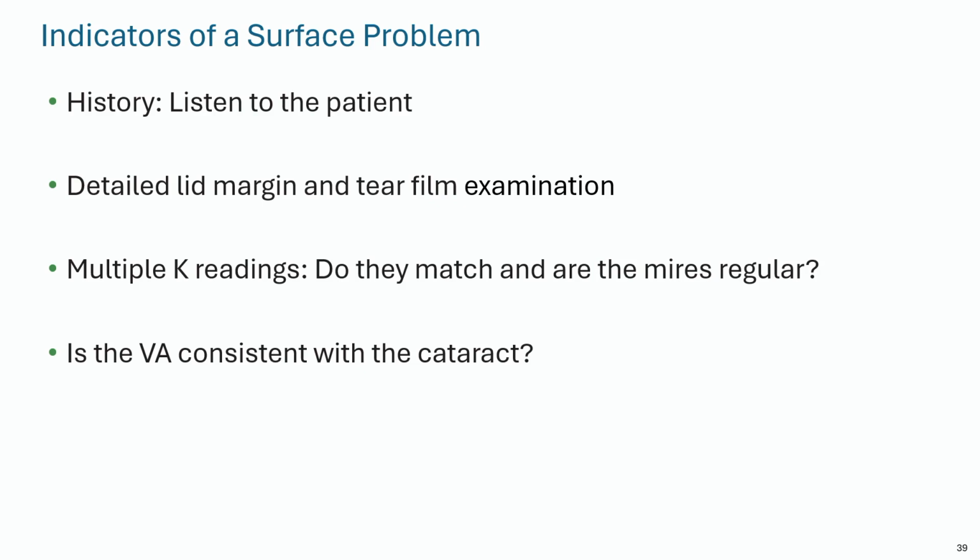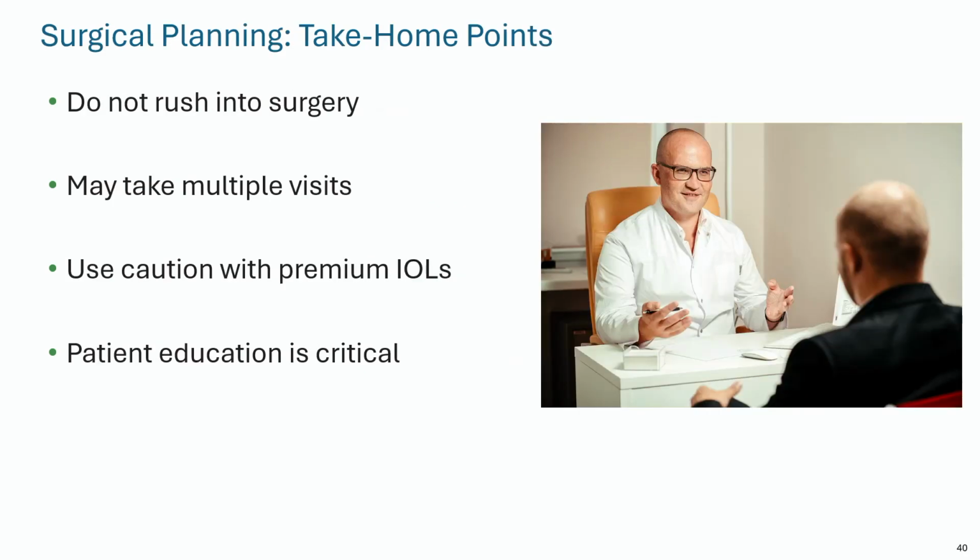It's really critical. I like to get multiple K readings, so I get a topography, I get an IOL Master, and I get manual Ks. I like to make sure that they match and that the mires are regular. And is the vision consistent with the cataract? Sometimes they have a bad surface, and so it might only be a 20/30 cataract and they're 20/80 because of their surface. So you want to pay attention to that.